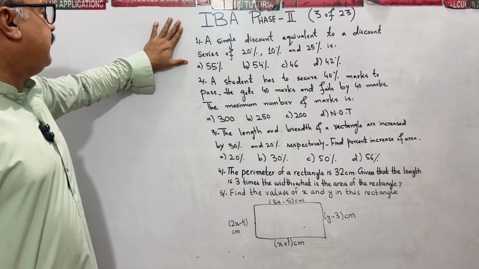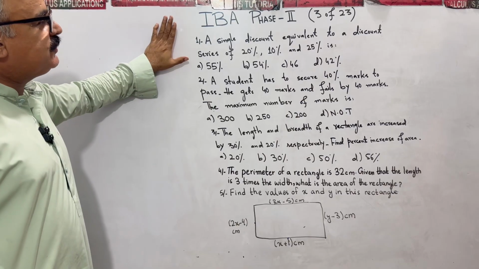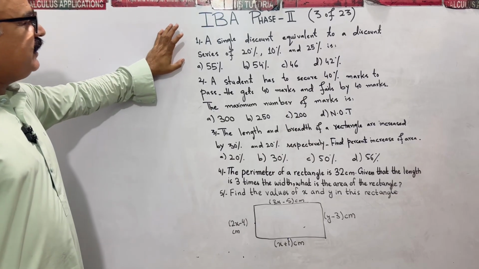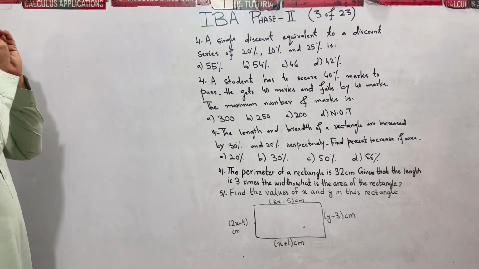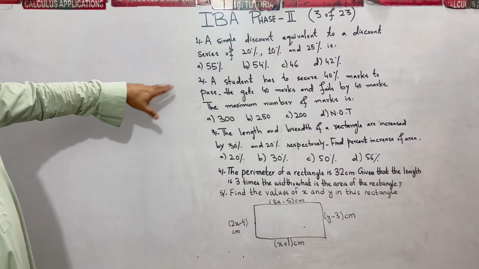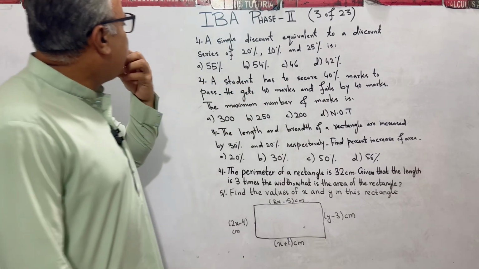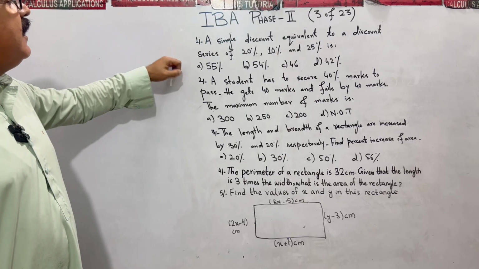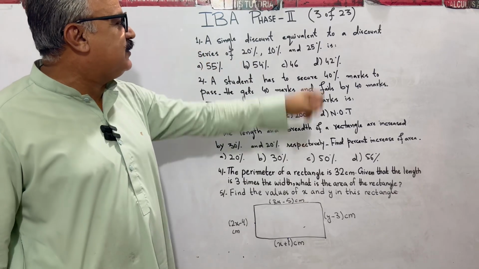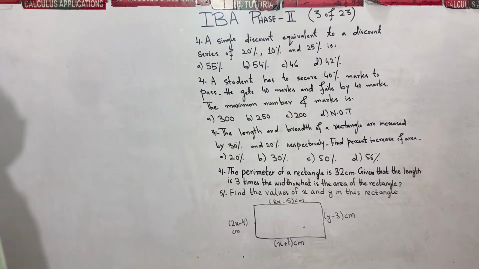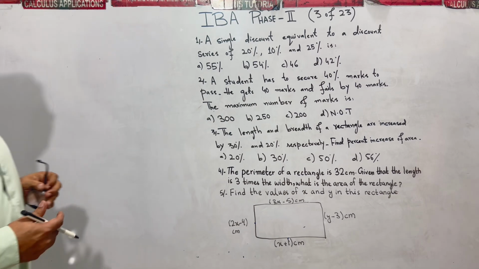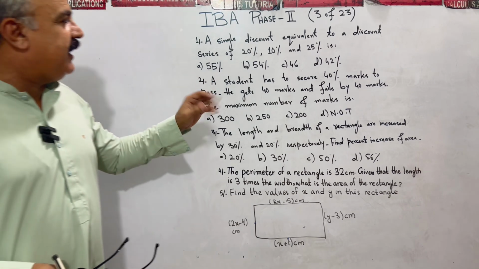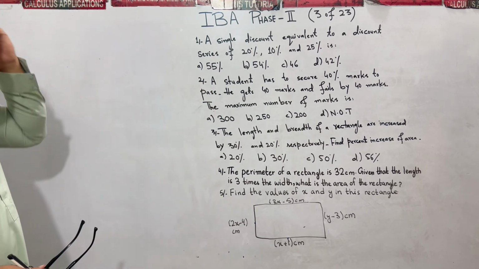The first one is an elegant question from percentage. It reads as my first love, love forever. I made my first reel way back at least 1.5 years ago, starting from this question. A single discount equivalent to a discount series of 20, 10 and 25 is what?